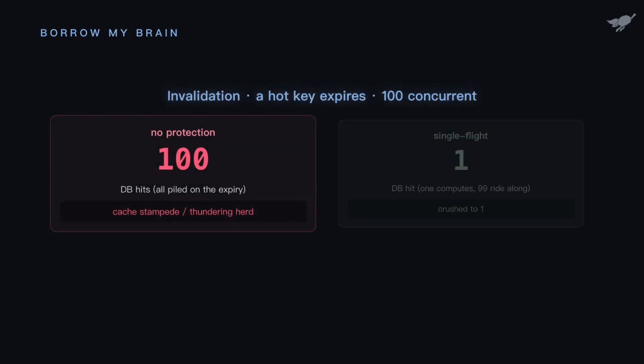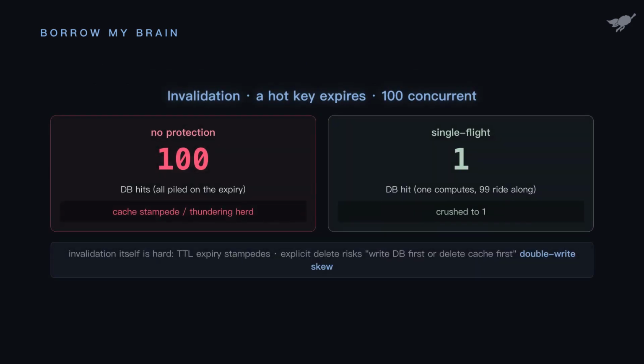Each request looks, sees nothing in the cache, and goes, fine, I'll hit the database and compute it myself. 100 requests hit the database 100 times, all crammed into that one moment of expiry. This is a cache stampede, also called a thundering herd. One key expires, and it's like kicking a hornet's nest.